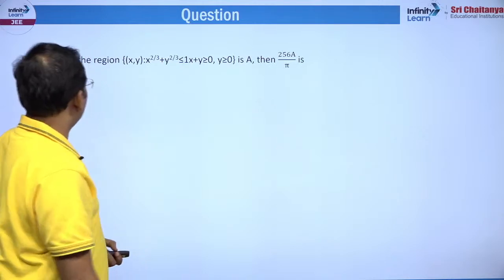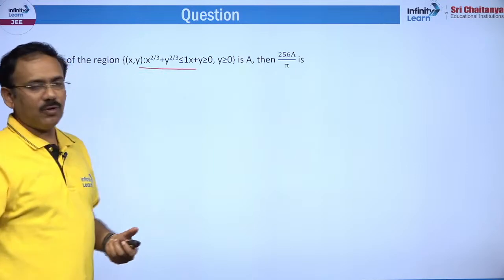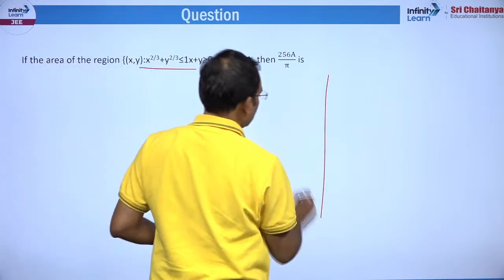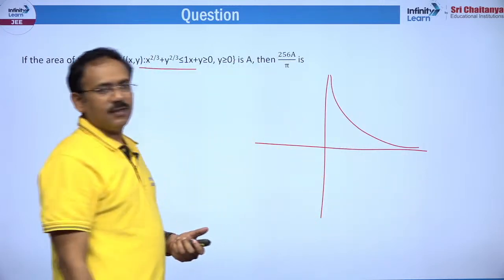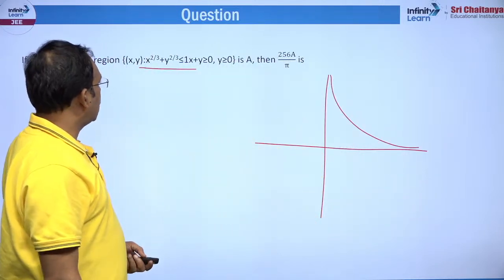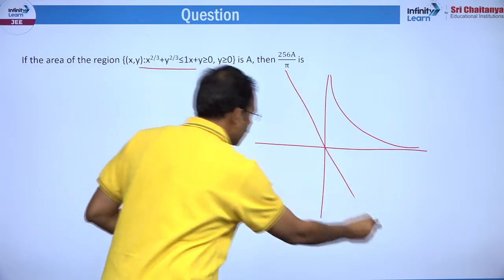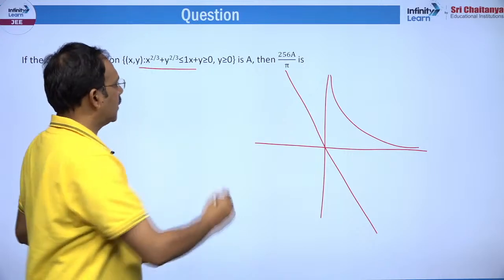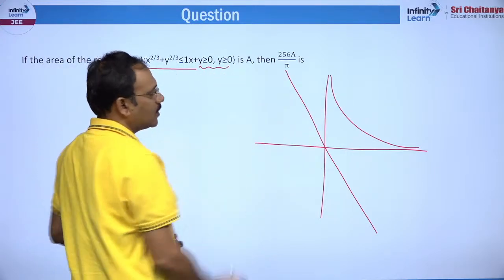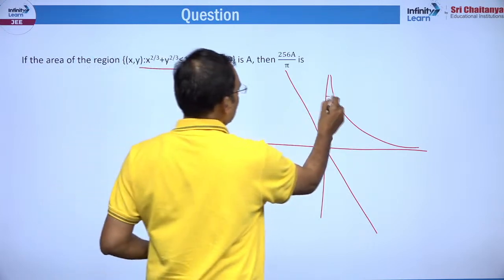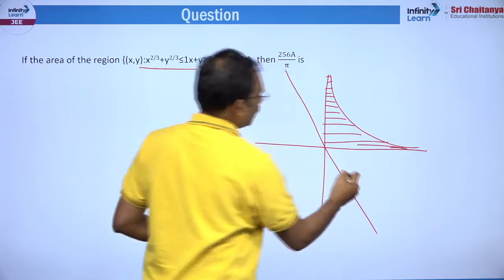The next, my dear friends, this is a curve x^(2/3) + y^(2/3) ≤ 1. You know this curve, this is going to be like this in the first quadrant, and x + y ≥ 0. x + y = 0 is this line, y = -x, and ≥ 0 means above this, but he mentioned the first quadrant. So, the total covered area is only this area, so no way related to this line.